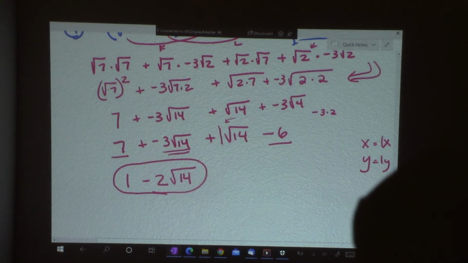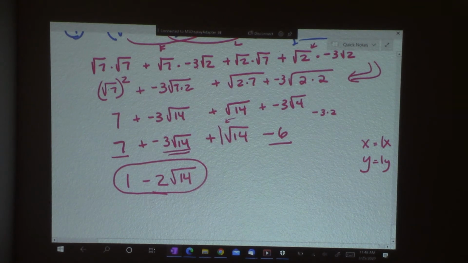Do you see how it's important to write everything down? There are so many places in this whole process where I could make a mistake. Writing it down helps me to catch my mistakes. I want you to catch your mistakes so you get 100% on your test. Okay?